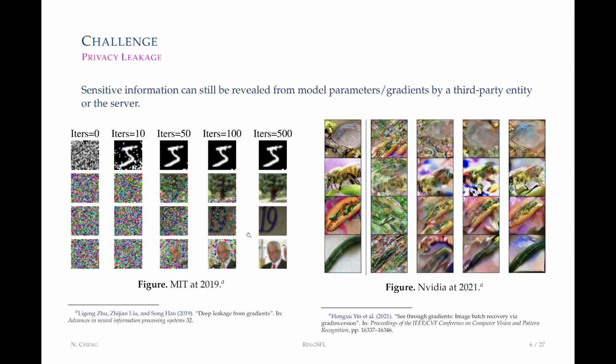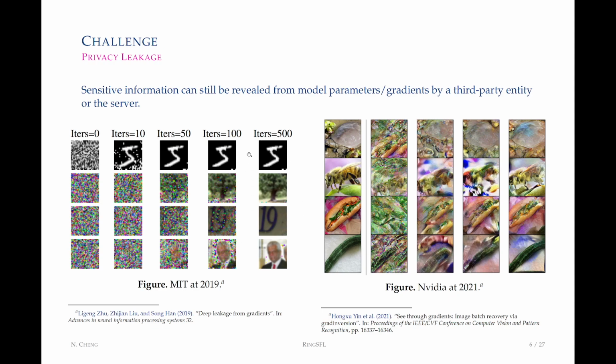In addition, privacy leakage is also a major problem in federated learning. In 2019, MIT proposed that some information is hidden in the gradient, and the private training data can be reconstructed from the shared gradient used in the federated learning. We can see that as the number of iterations increases, the original data is restored by 500 iterations.